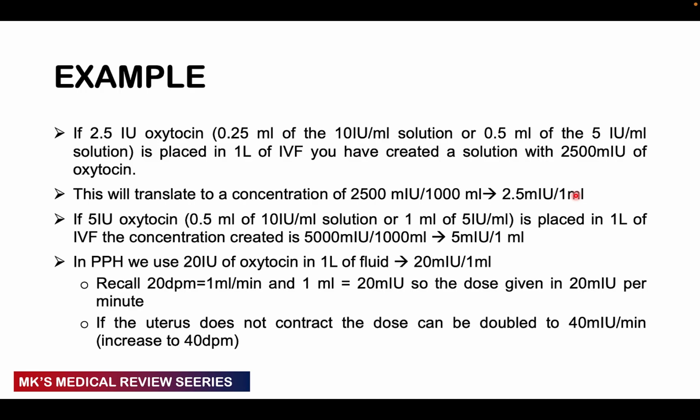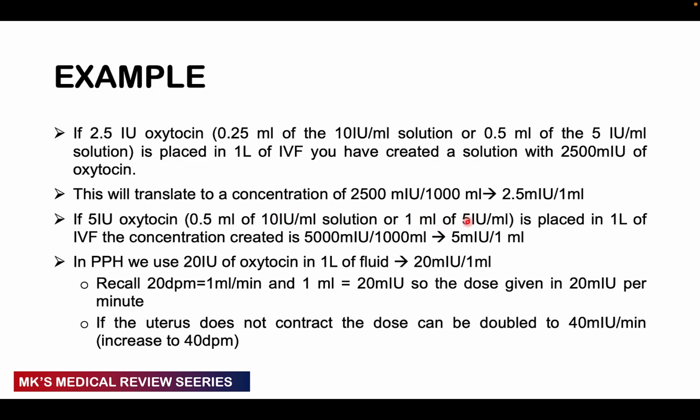But remember, how do we get 1 ml? Remember that 1 ml is going to be gotten from giving about 20 drops per minute, but I'm going to come to that. So let me give you another example. Suppose we want to now get 5 international units of oxytocin. If we get 5 international units of oxytocin, it means that we're going to get 0.5 mls of the 10 international units per ml, because you want 5 international units, so it's half of this ampule.